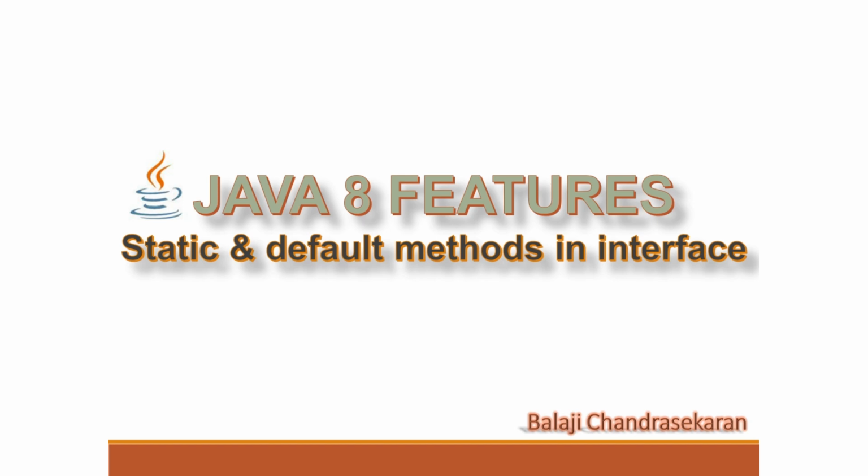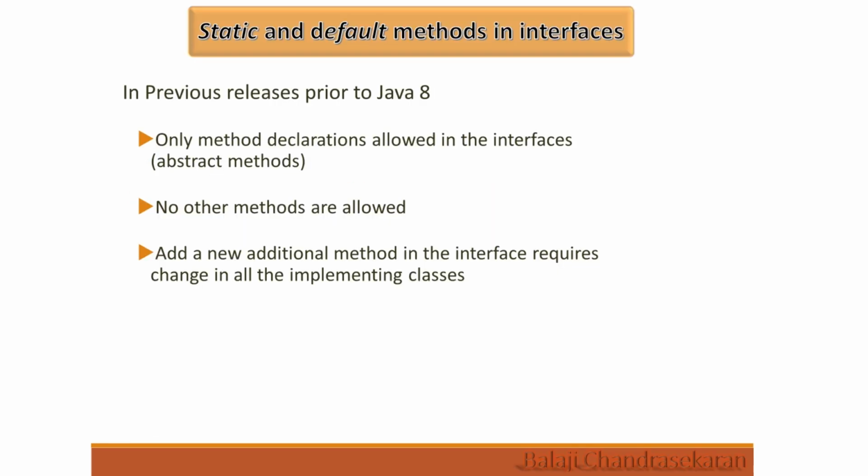I am Balaji Chandrasekharan. Today I will be discussing one of the key features of Java 8, default and static methods in interface. Before Java 8, interfaces in Java could only contain method declarations, and these methods were explicitly abstract and public. Implementing classes were required to provide concrete implementations for all the methods declared in an interface.